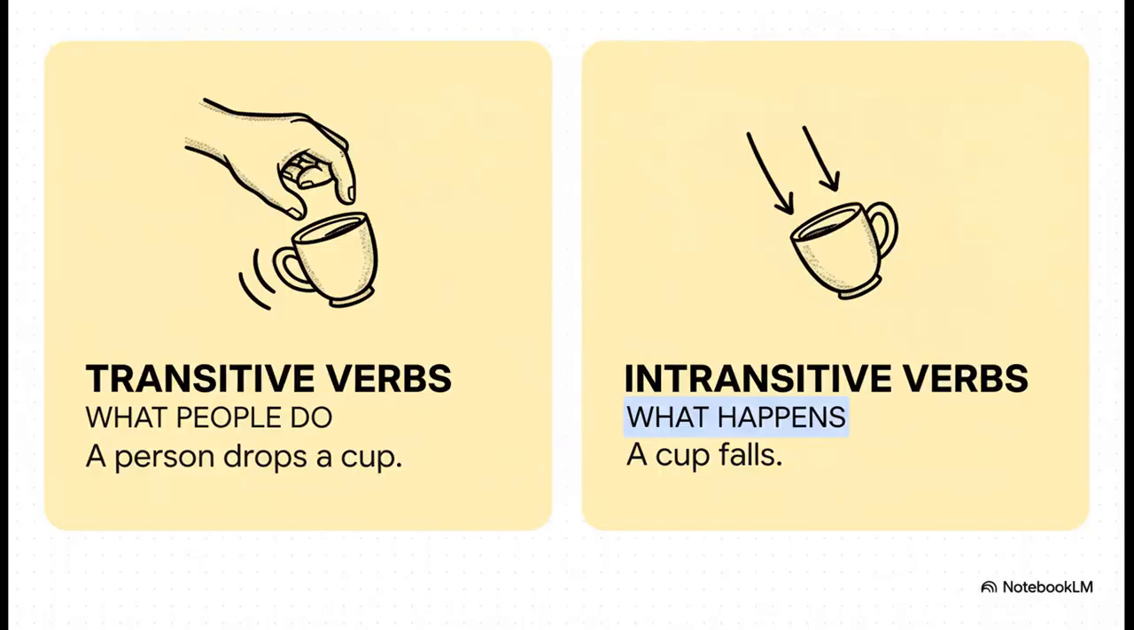Now this is where it gets really interesting, when you see them side by side with transitive verbs. Transitive verbs are all about a person's direct action, so a person drops a cup. But with an intransitive verb, a cup just falls. See the difference? One is about what a person does, the other is about what happens to the thing itself.